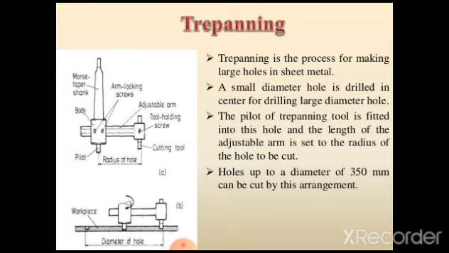A small diameter hole is drilled in the center for drilling a large diameter hole. This is very, very important. The pilot of the trepanning tool is fitted into the hole and the length of the adjustable arm is set to the radius of the hole to be cut. Holes up to a diameter of 350 millimeters, that is 35 centimeters, approximately 3 feet, can be cut by this arrangement.